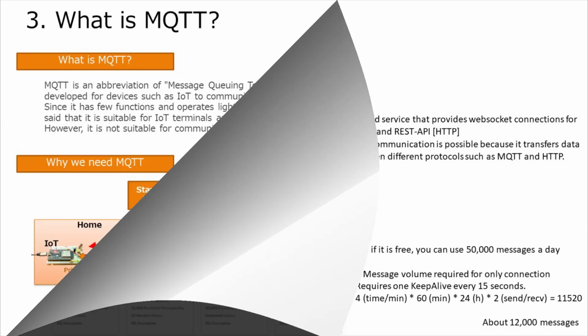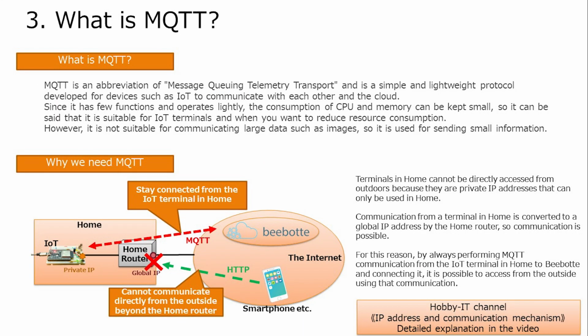Move on. The MQTT used this time is a simple and lightweight protocol developed for terminals such as IoT to communicate with each other in the cloud. Since it has few functions and operates lightly, the consumption of CPU and memory can be kept small. Therefore, it can be said that it is suitable for use in IoT devices. However, it is not suitable for communicating large data such as images, so it is used for sending small information.